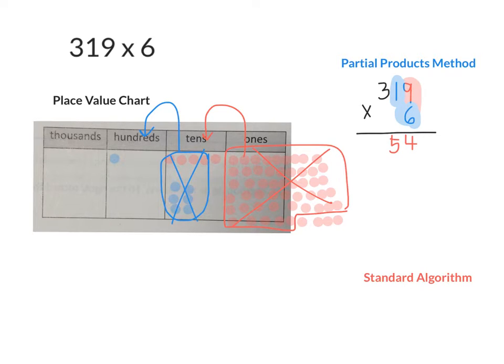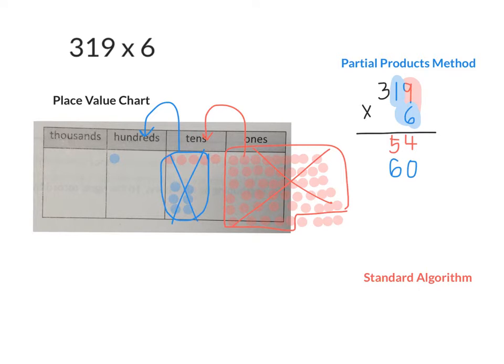Okay, let's not forget our partial products way. We did 6 copies of 10, which is how many tens? 6 tens. So that's 60. Okay, do you guys see that? Good. Next we have 300s.